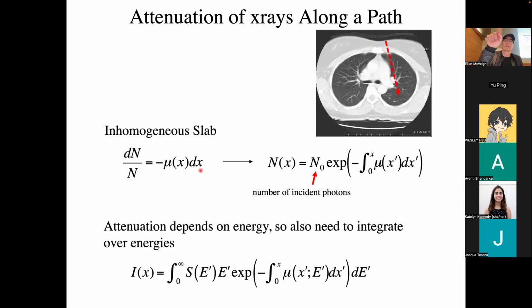So I'm going to lose some, and then I move to my next delta x. I'm going to lose some more. I move to my next delta x. I'm going to lose some more. And the number I lose is going to be linearly proportional to whatever the mu value is at that point as I'm going through the patient.